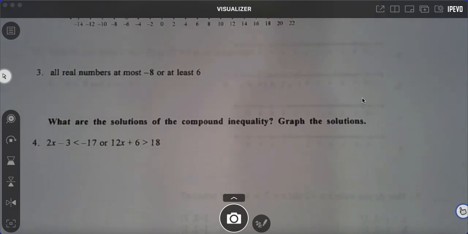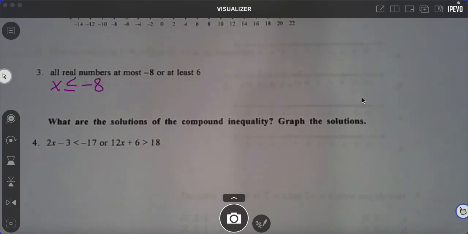So let me write that. All real numbers at most -8. What is at most? What kind of sign is that? So here's my -8. It's less than or equal to -8. That's for at most. Okay? You can't go above that. That's the most that it could be. Up to that. So it's less than that.